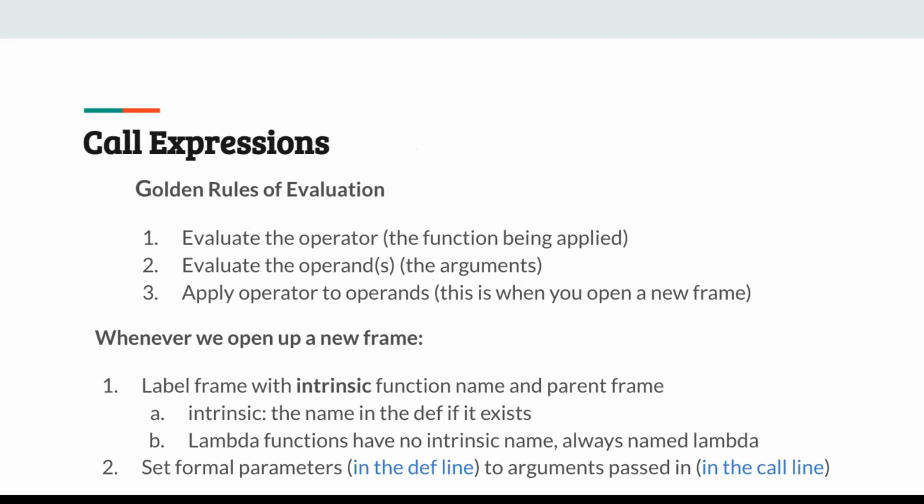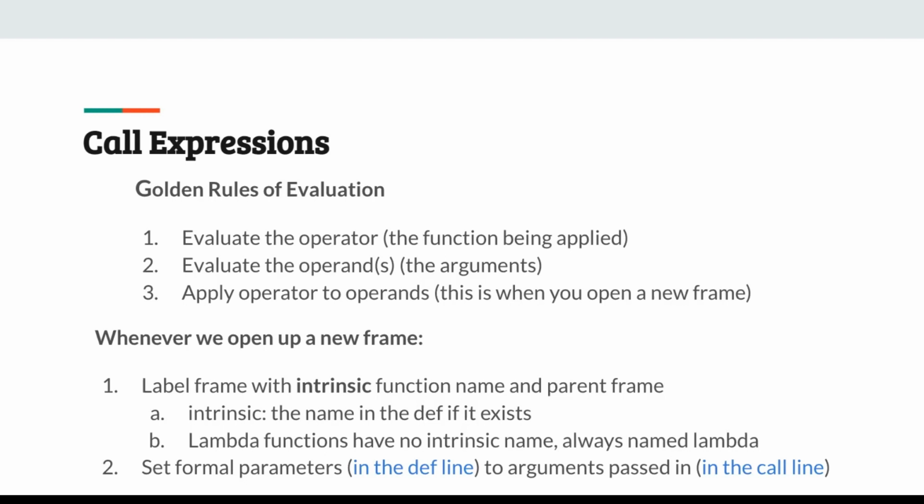Call expressions. So we have 3 golden rules of evaluation. Evaluate the operator at which the function is being applied. Evaluate the operand or operands, which are the arguments. You want to first address those. And then finally apply the operator to operands. This is when you open a new frame.